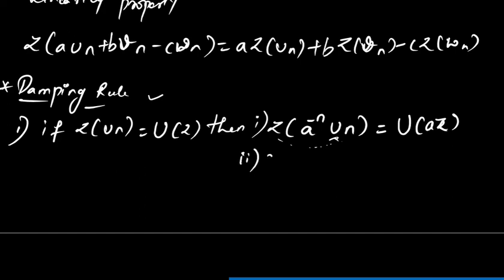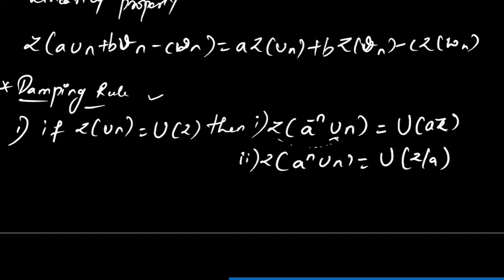Similarly, we have Z transform of a to the power n. Remember, here we have negative for the first one and here we have positive. When we do so, your solution will be u of z by a.